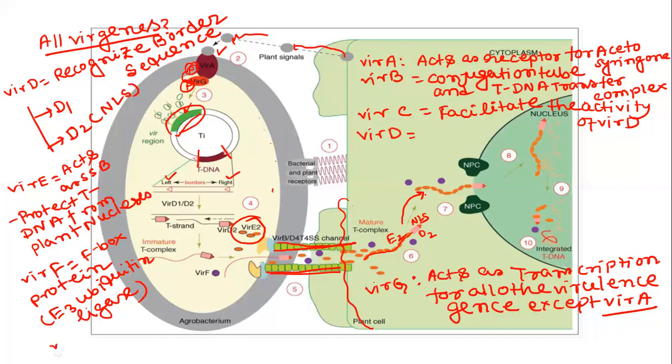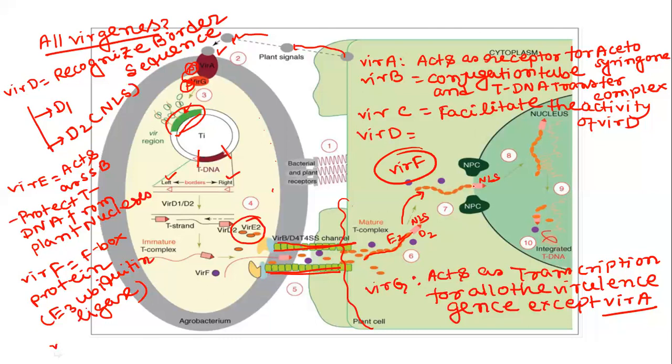Now they are guiding the T-DNA towards the plant nucleus, and then the nuclear pore complex, which is present in the cytoplasm. When they find the nuclear pore complex, another protein comes. The protein is VirF. VirF is an E3 ubiquitin ligase. As the T-DNA already enters into the nuclear pore complex, what is the requirement of the nuclear localization signal? Now the nuclear localization signal should be clipped off.